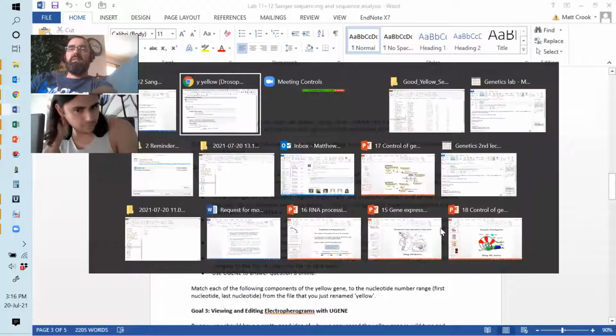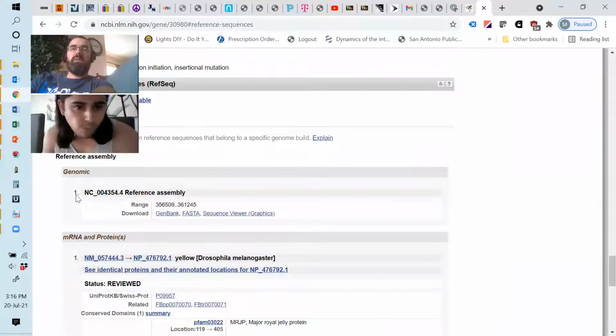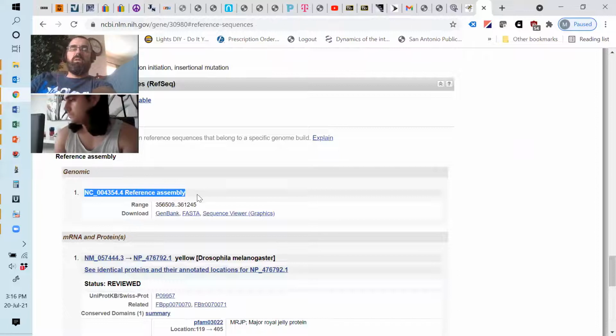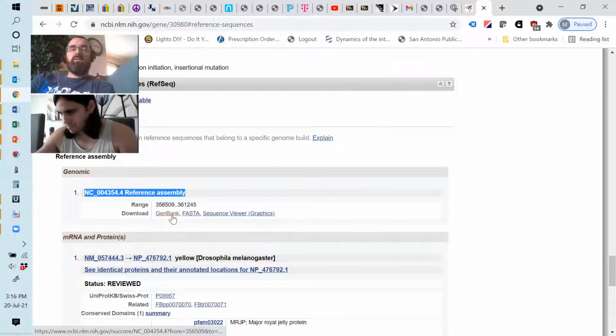GenBank link under the header that reads NC. There we go. So this is the bit of the page you need to look at, because underneath here is mRNA and proteins, and we don't want to use that. Not right now anyway. And you're going to need to click on this link, GenBank.